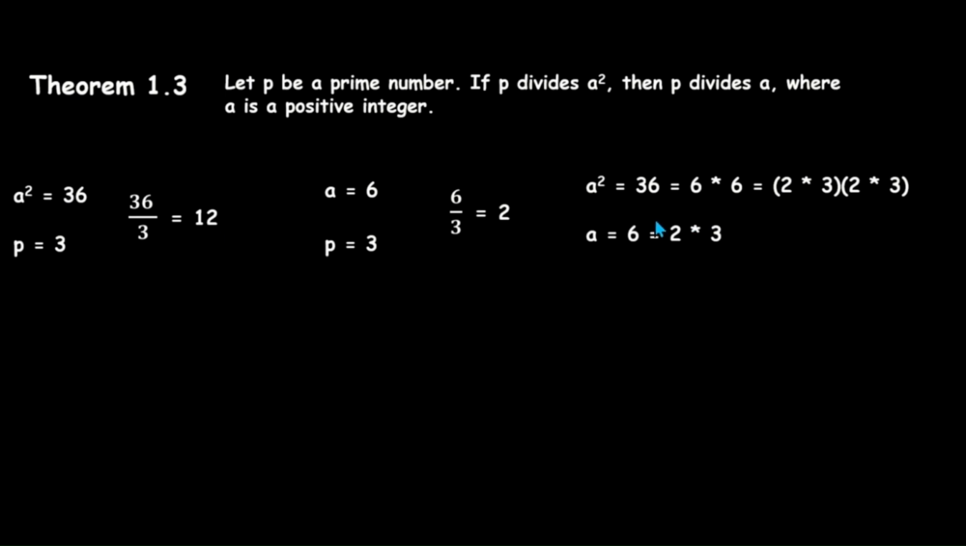So what is a? A is nothing but 6 in our case, because root of a square 36 is 6. So our a is 6 here, which is again composed of the same 2 and 3. So 3 can cut this 3. Our prime number p that we selected here is 3. So 3 can cut 3, and what remains is 2, and that is what we got as the quotient here. So that is the meaning of this theorem.